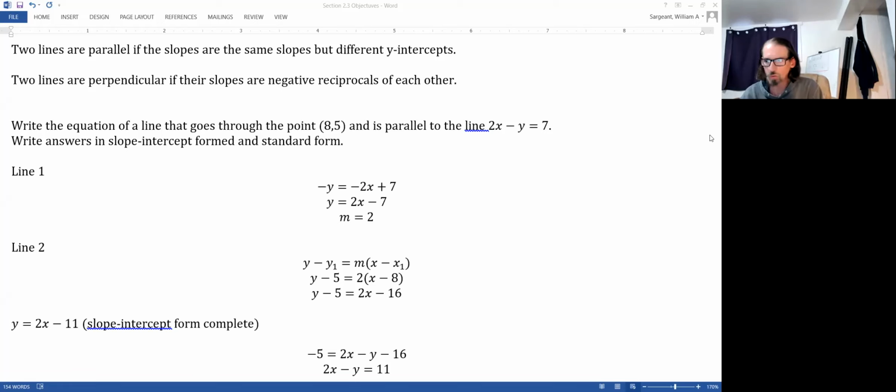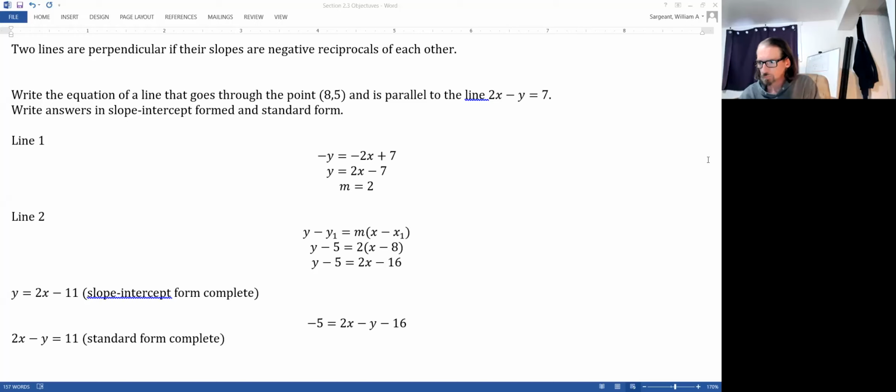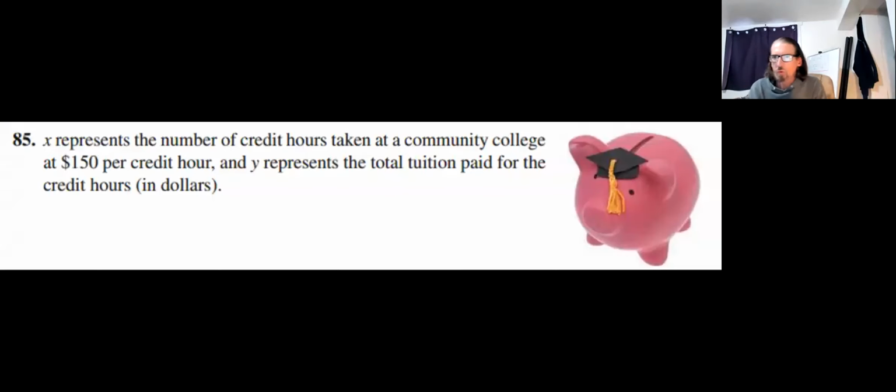Okay, one last thing to look at. Here we go. I'm going to take a look at 2 things regarding writing equations of lines to model real-life data. X represents the number of credit hours taken at a community college at $150 per credit hour, and Y represents the total tuition paid for the credit hours in dollars. So what we're going to be asked to do is to write an equation in the form either y equals mx or y equals mx plus b. In this case, it's just going to be y equals mx, because if you have no credit hours at that community college, then you shouldn't be paying anything.